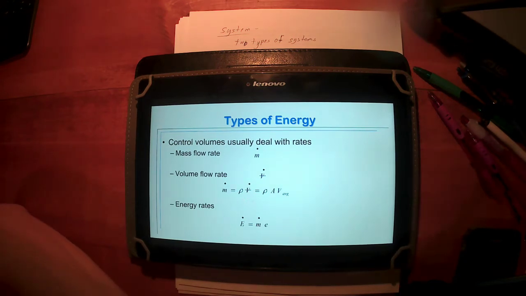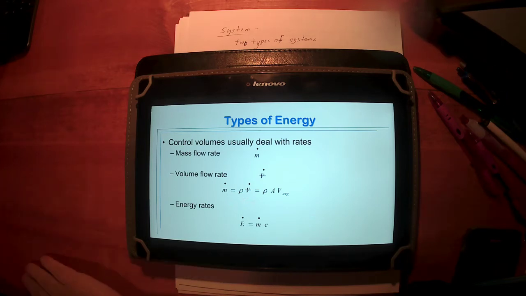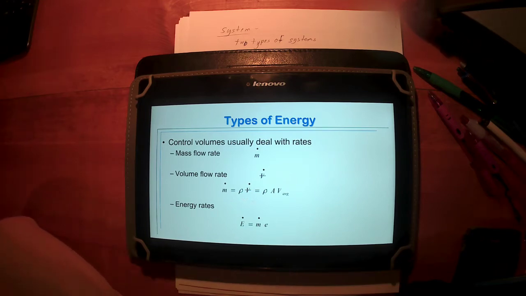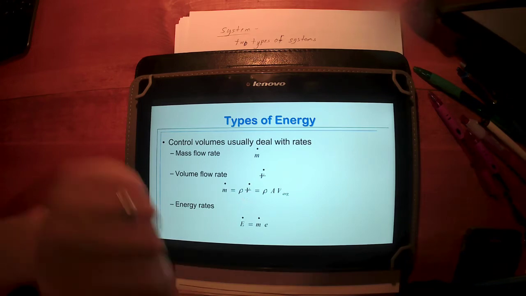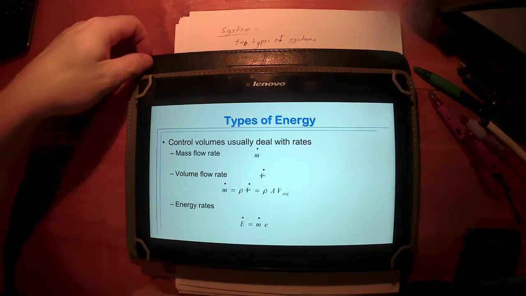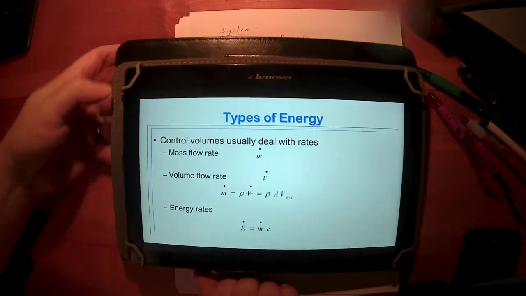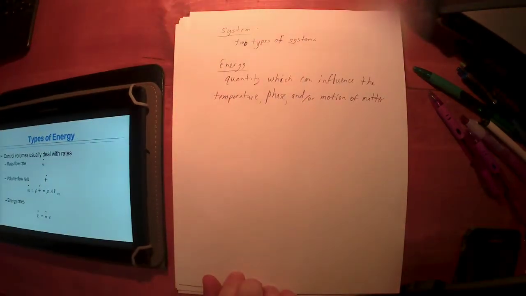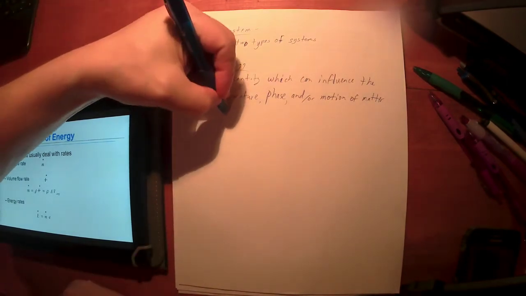Okay. Now, if I'm dealing with control volumes, because I've got mass flowing through it, a lot of times we don't think about the total mass of the control volume. We think about the rate at which mass moves through it. What is the rate at which it's changing? And what we do is we put a dot above those parameters. Okay? So let's talk about rates here.